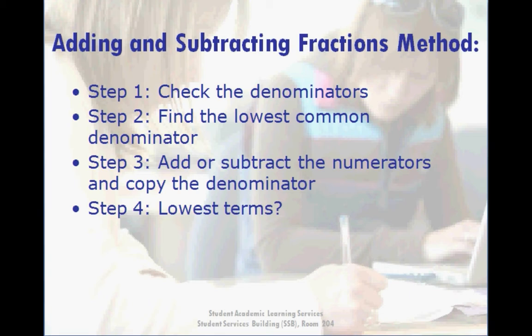In order to add or subtract fractions, we are going to follow the following four-step process. Step 1. Check the denominators to see if they are equal. Step 2. Find the lowest common denominator if the denominators are not equal. Step 3. Add or subtract the numerators and copy the denominator. Step 4. Check to ensure that we are in lowest terms.